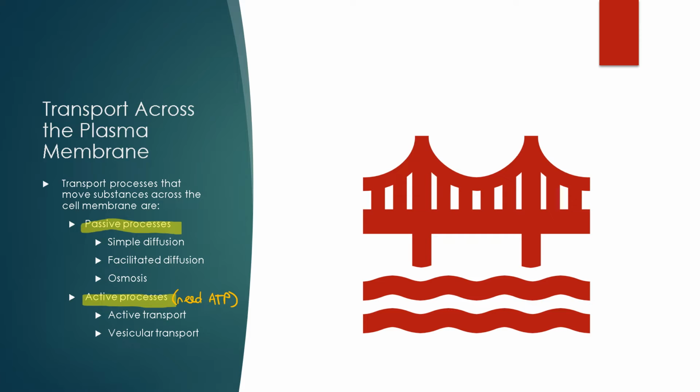In active processes, cellular energy in the form of ATP is required to drive the substance uphill, or we can also think of it as driving a substance against its concentration or electrical gradient. So in active processes, we can still think of this little hill that we saw. In this case, we have high and low, and we're going to be wanting to move an ion or a molecule uphill, up its concentration gradient.